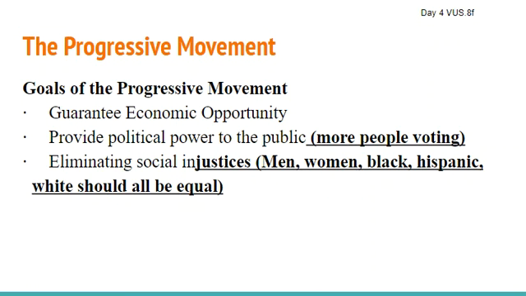The goals of the progressive movement were to guarantee economic opportunity, so everybody had the chance to make money. They wanted to provide political power to the public, which means they wanted more people voting. And they wanted to eliminate social injustices, which means men, women, black, Hispanic, white, should all be equal. They just wanted everyone to be equal.